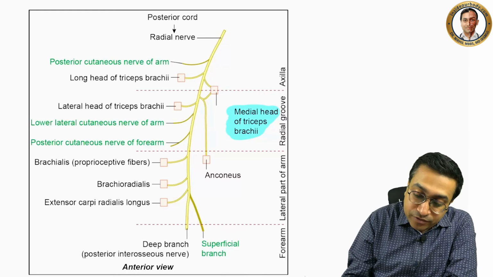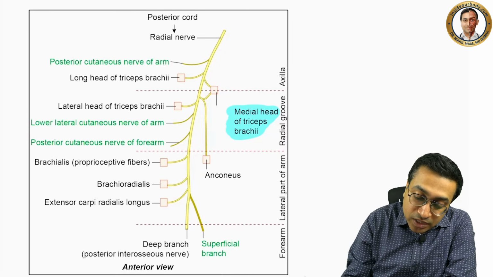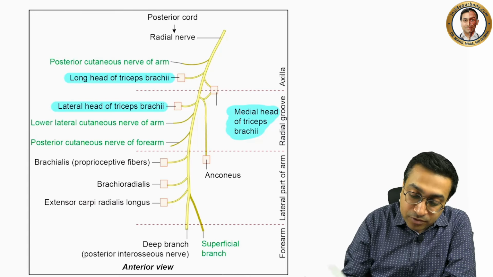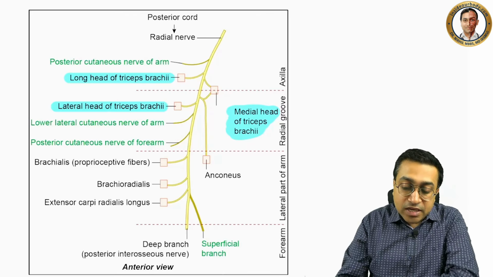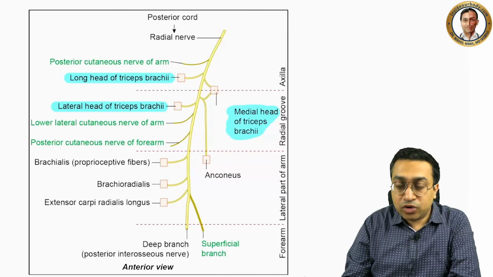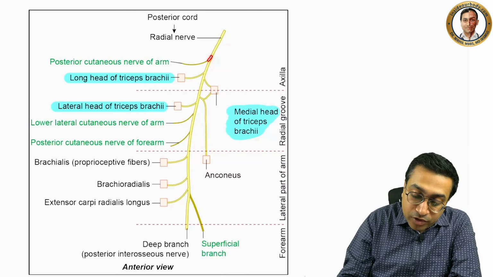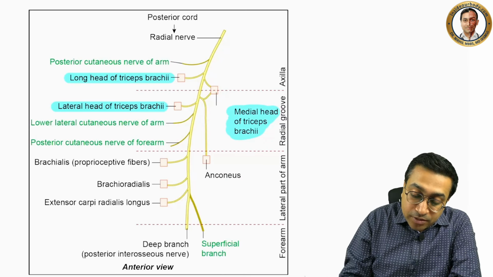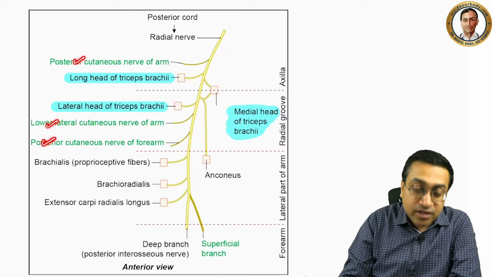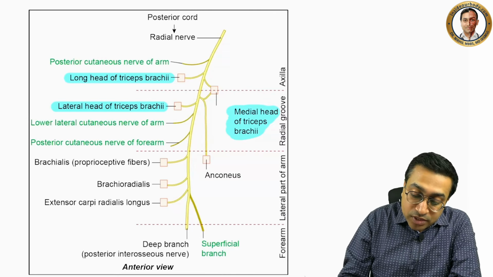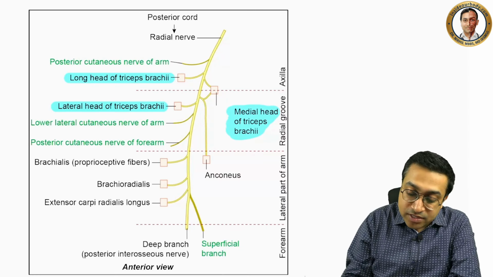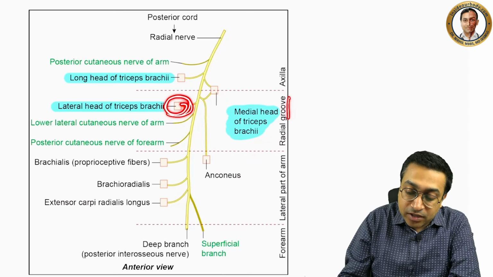So we have, see, radial nerve has to supply this. It is supplying long head of triceps, lateral head of triceps. Initially it is arising from the posterior cord or continuation of the posterior cord, then it is giving off a posterior cutaneous nerve of arm, that is understandable, cutaneous branch, and cutaneous branches are shown in green color in this image. Now you can see these muscles. This long head is getting the supply in the axilla region, whereas lateral head is getting the supply in the radial groove region.